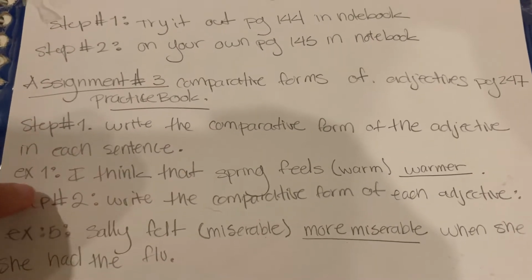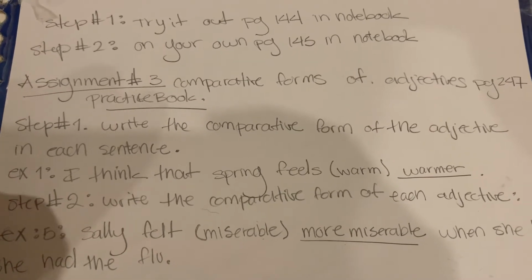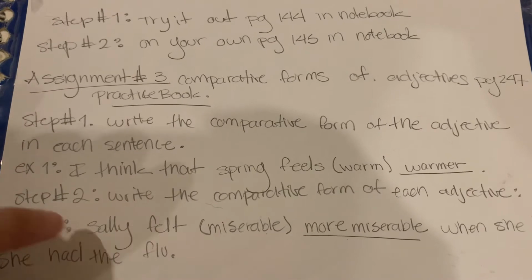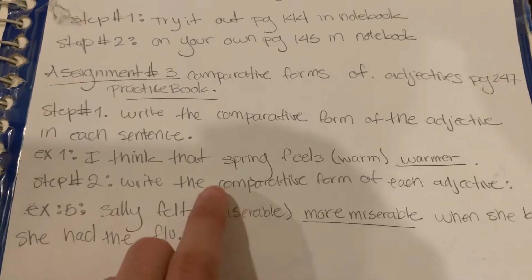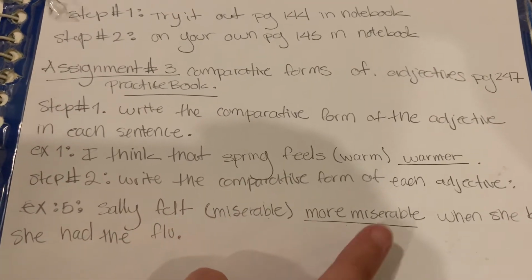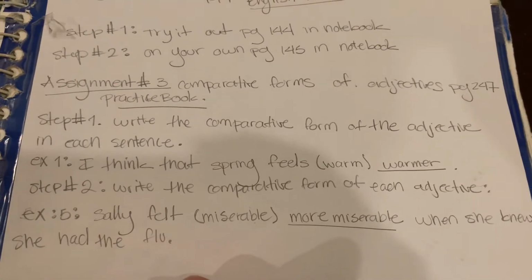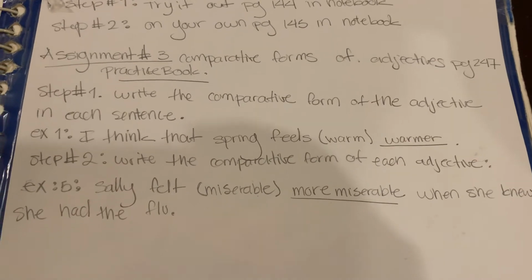Then for 5 through 8, I think, you are going to write the comparative form of each adjective. So it says Sally felt miserable. So it says the comparative form. So you're going to add more: miserable when she knew she had the flu. Okay? This is where you add more miserable.